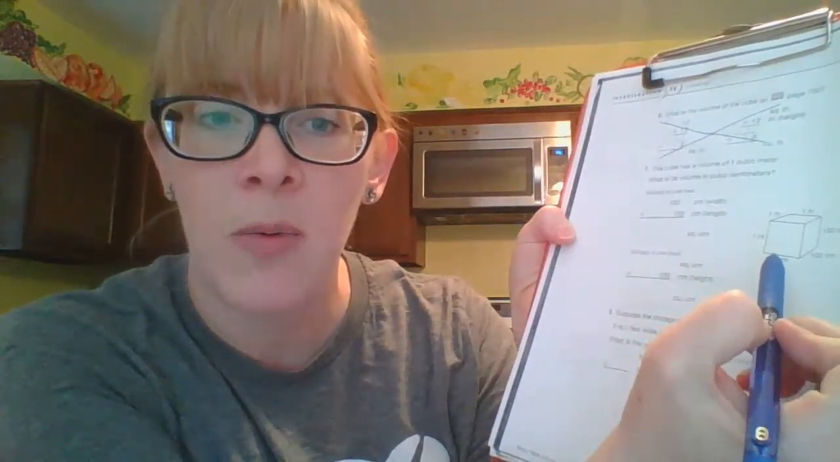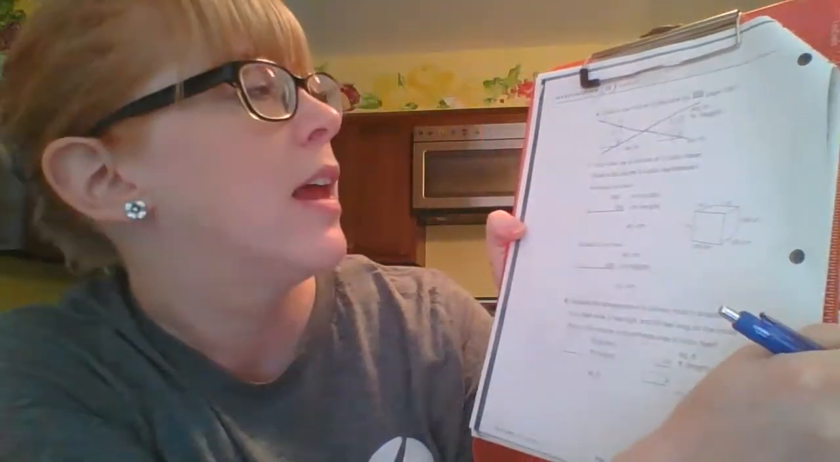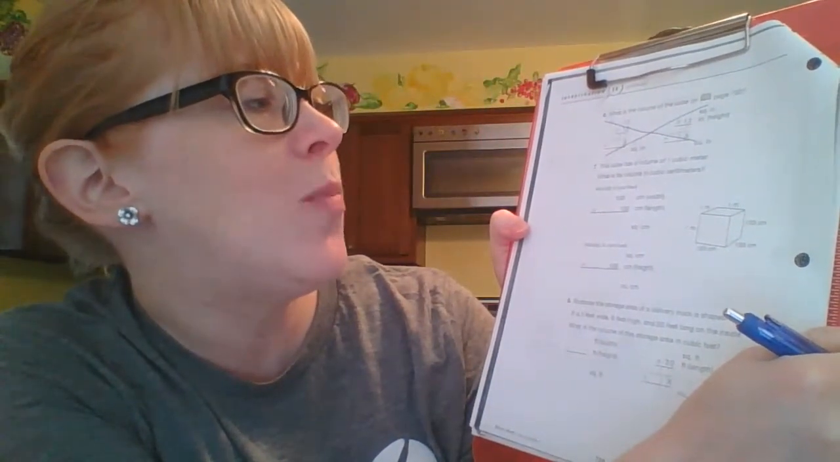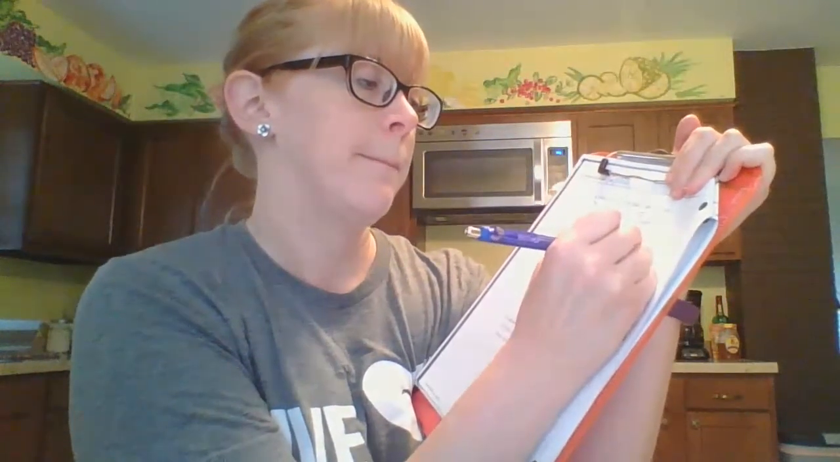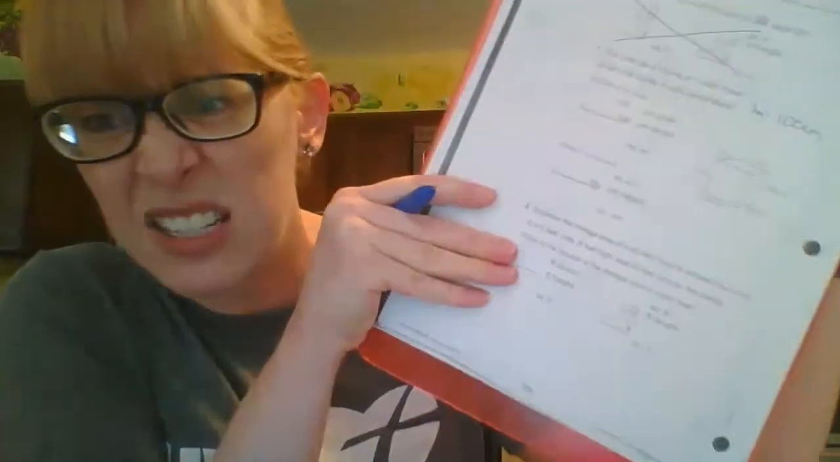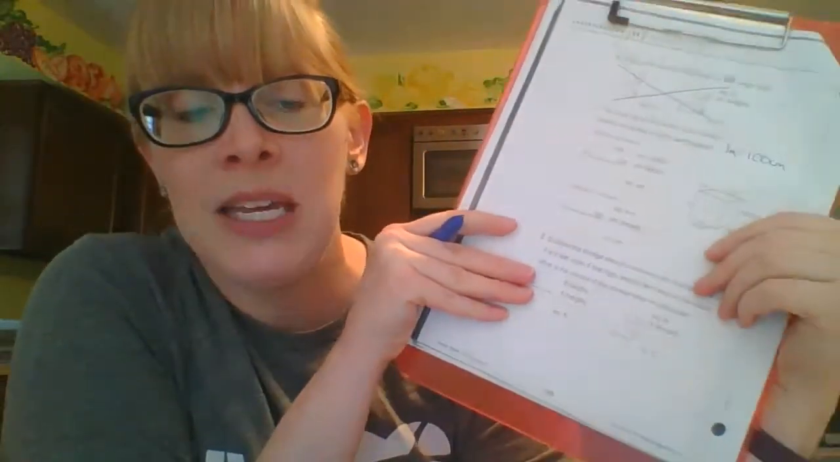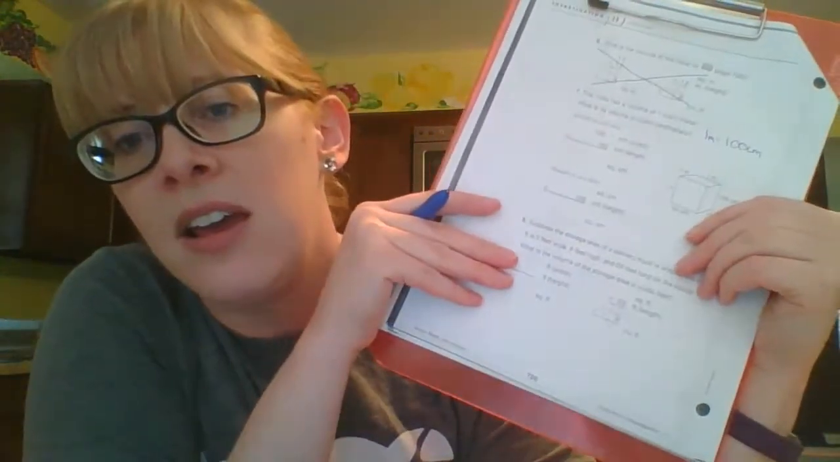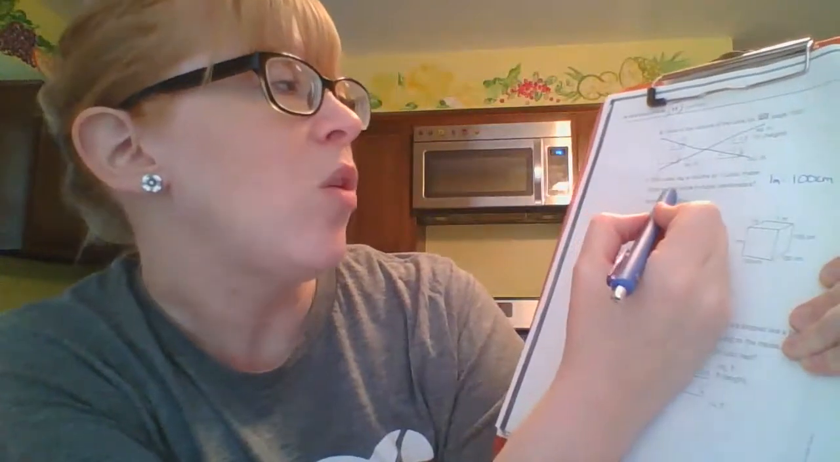This cube has a volume of 1 cubic meter. So now we're working with metric units. What is the volume in cubic centimeters? So remember, 1 meter equals 100 centimeters, because that prefix cent means 100. Like there's 100 cents in a dollar. There's 100 centurions in a unit of 100. So what is the volume of this cube in cubic centimeters?